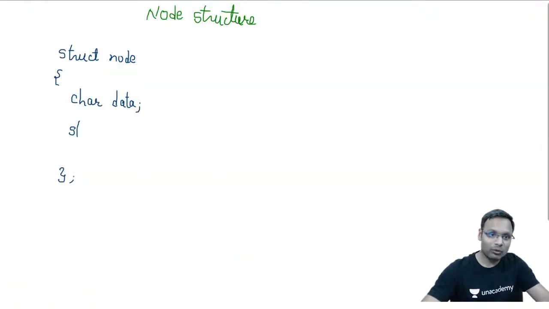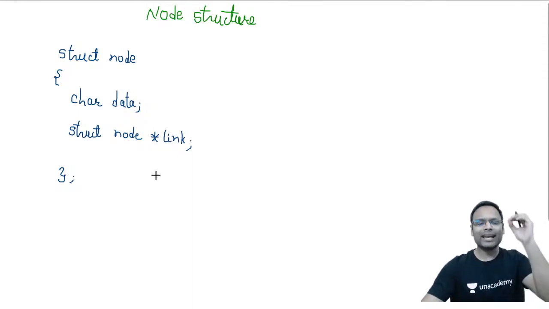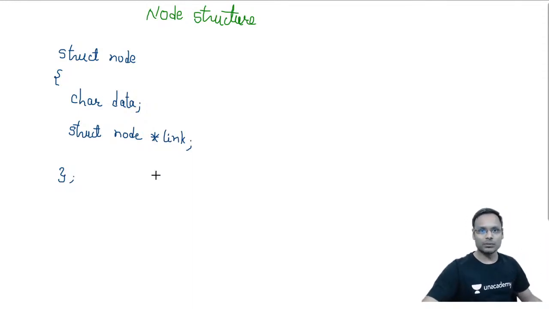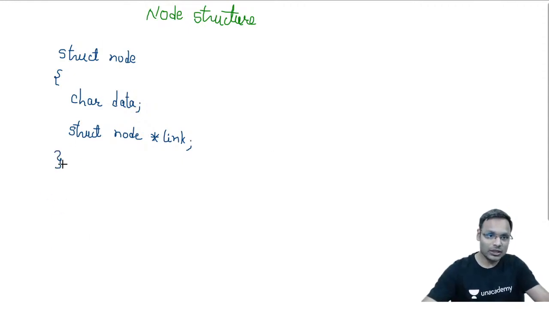That's why I am writing the type of pointer as struct node, and the name of the pointer you can provide based on your own understanding. Star, you can provide the name as link. Other names can be next, forward, anything. Multiple names are possible. Fine. This is the structure of a node. Understood? I guess understood. Yes or no?